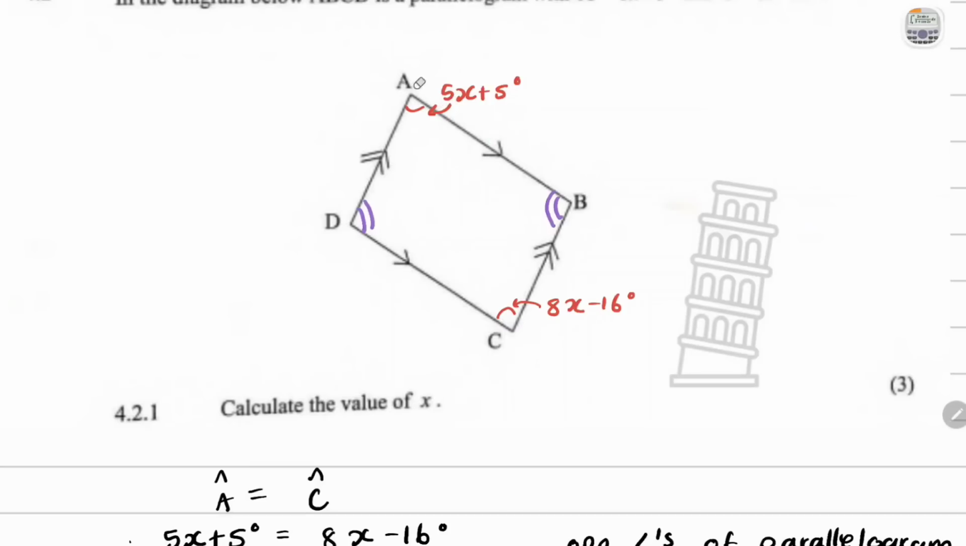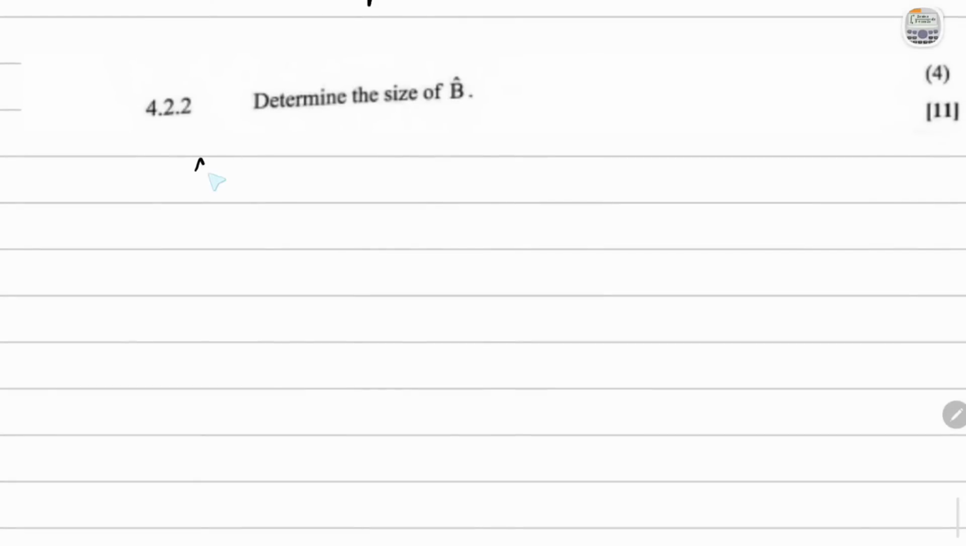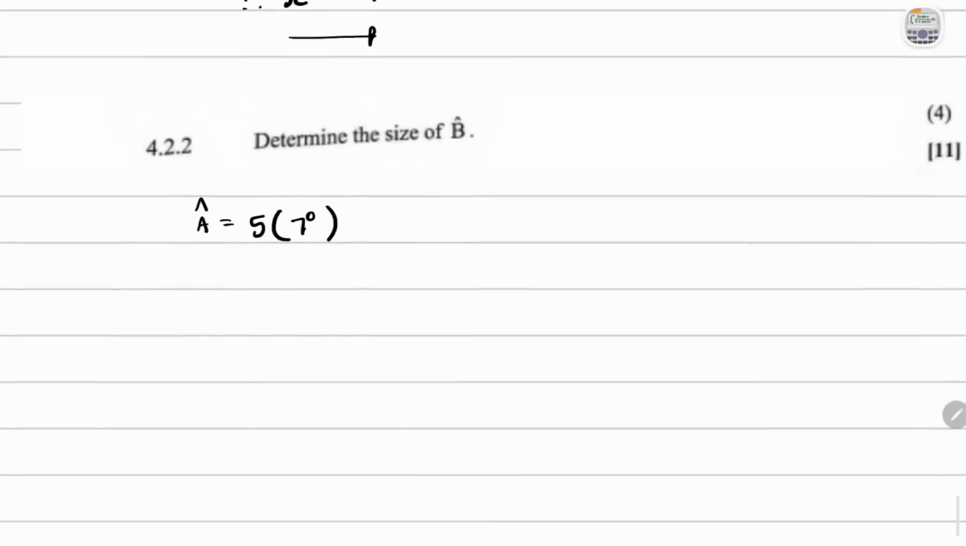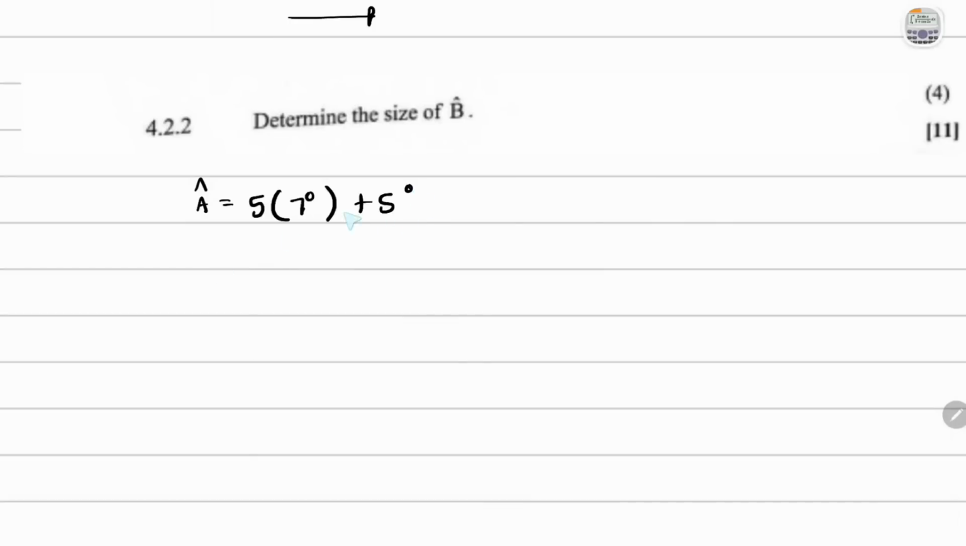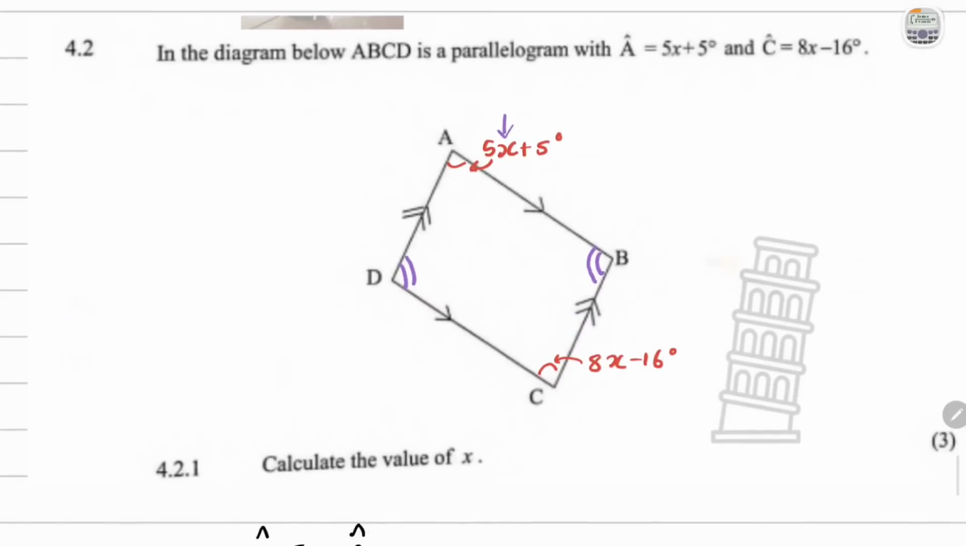So we can find the size of angle A by substituting the value of x in here. We're going to find that first, so it will help us to find angle B. Angle A is equal to 5x plus 5 degrees, and we know x is 7 degrees. 5 times 7 is 35, plus 5 is 40. So angle A is equal to 40 degrees. Here's why this is going to help us. If this is 40 degrees, then this is also 40 degrees. How would we use it to find angle B that they asked us to find?